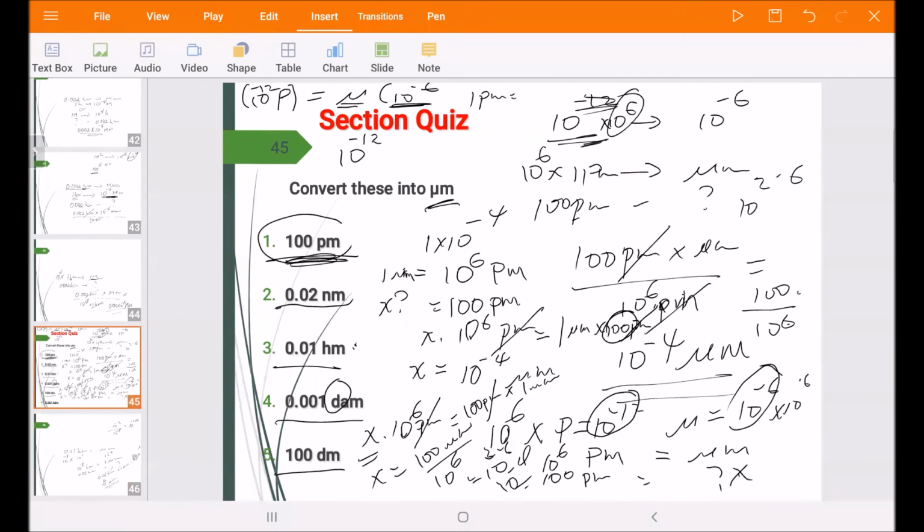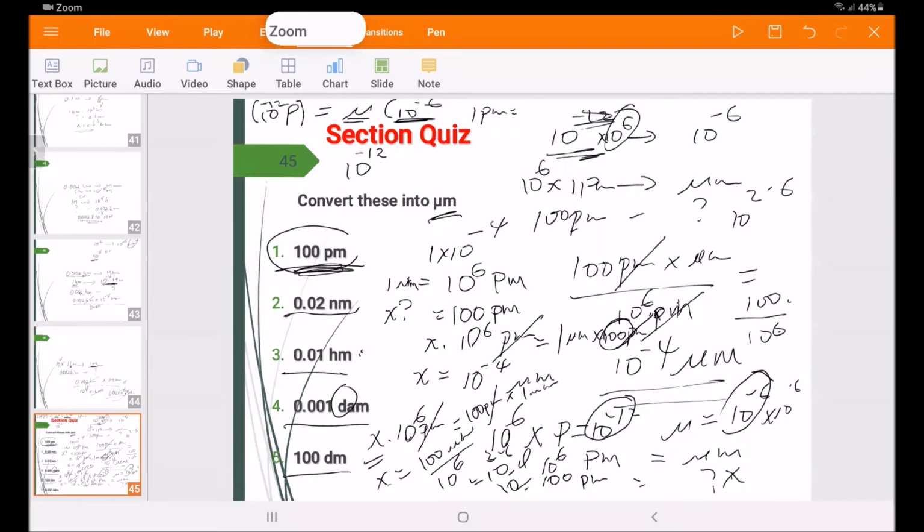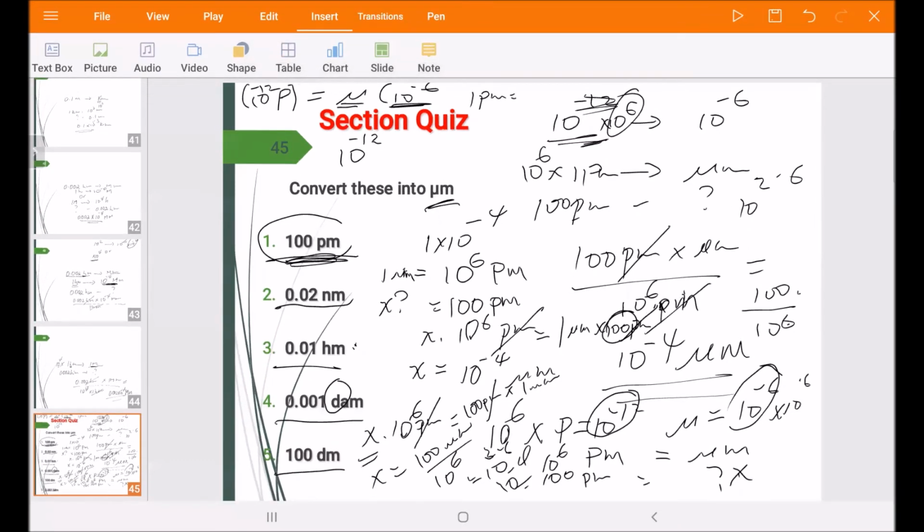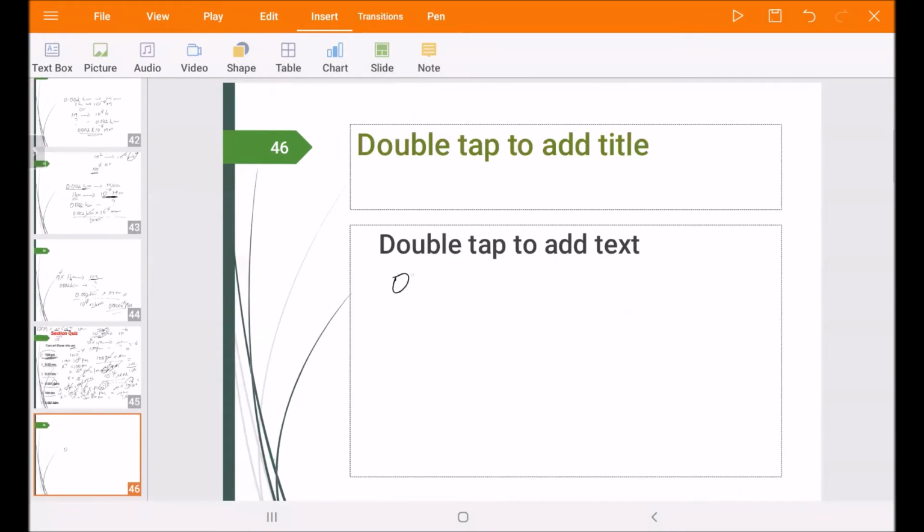Let's do the next question. 0.001 decameter to micrometer. Decameter is 10 to the power of 1 meter, so this is 10 to the power of 1.